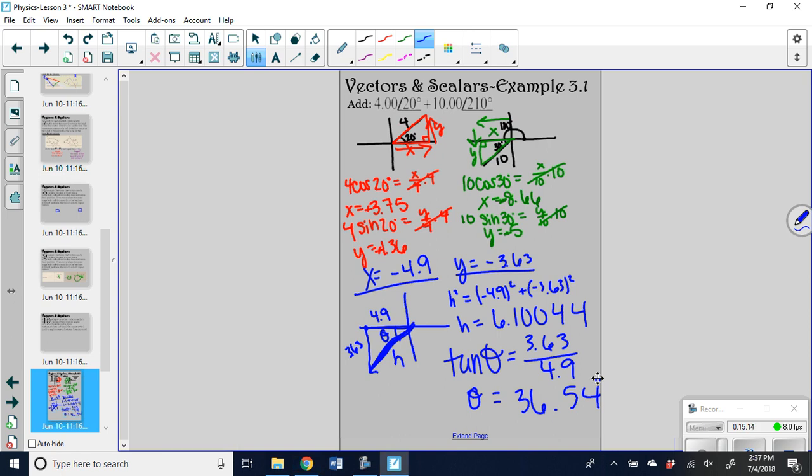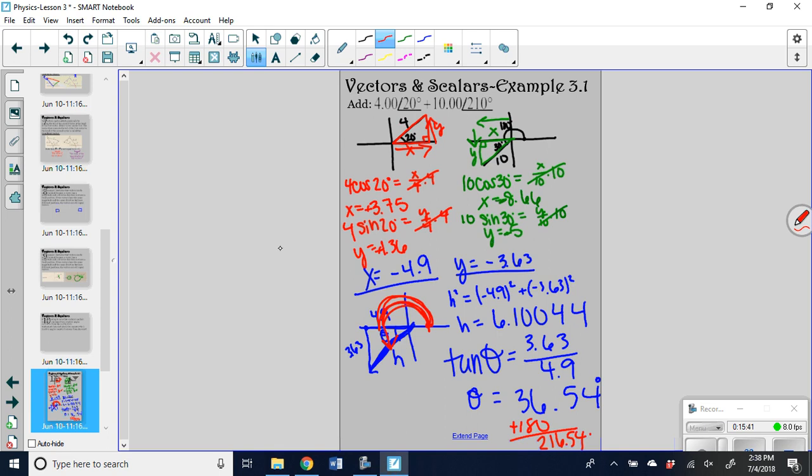degrees. And then to find our actual angle, we always start here and we go around. So this is 180 degrees right here. And then we want another 36. So if you add 180 to this angle, your angle will be 216.54.